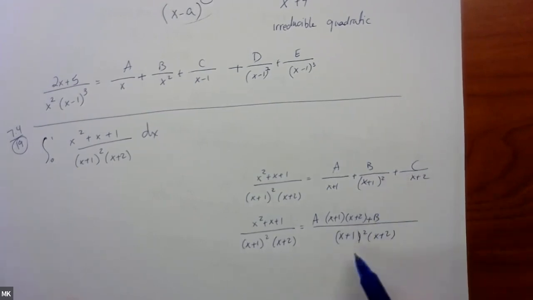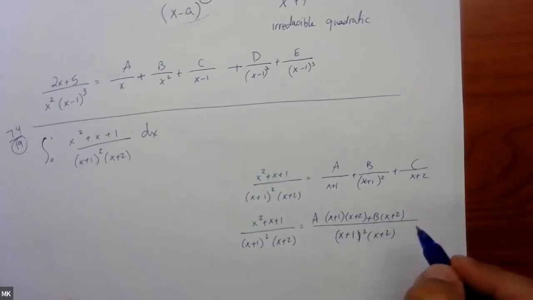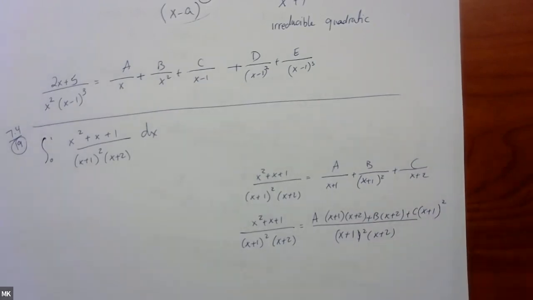For b, I already have x plus 1 squared part, so I only need an x plus 2. Very good. And for c, I already have an x plus 2, so I only need an x plus 1 squared. See how it works?